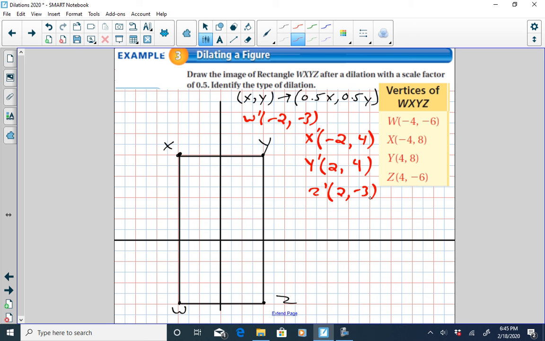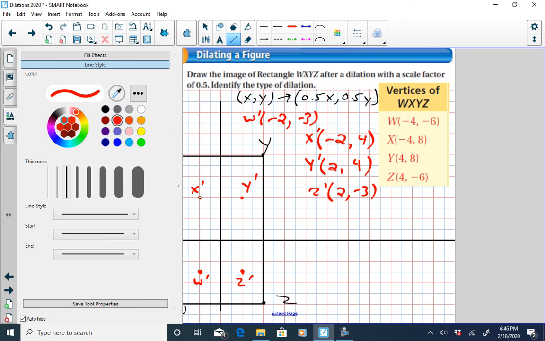Let's graph these ordered pairs. So negative 2 and negative 3, that's going to be here. That's our W prime. X prime is negative 2 and 4. There's our X prime. Y prime is at 2 and 4. There's our Y prime. And Z prime is at 2 and negative 3. That's going to be here. There's our Z prime.